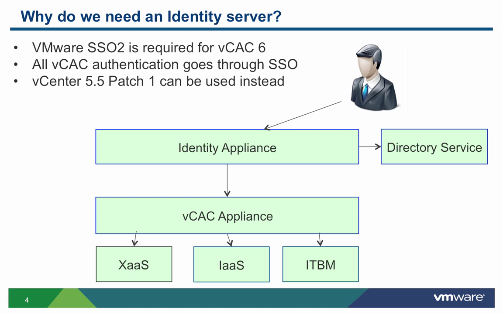From a logical standpoint, the users authenticate through the identity appliance, which checks the credentials against the directory service and allows them into vCAC. Then, depending on their roles and permissions, they're allowed into other tools within vCAC, like anything as a service, infrastructure as a service, and IT business management. Something very important to note is that all of the system times on all of these servers need to be the same. If there's more than a 2-minute difference on any of these systems, the authentication process will fail.